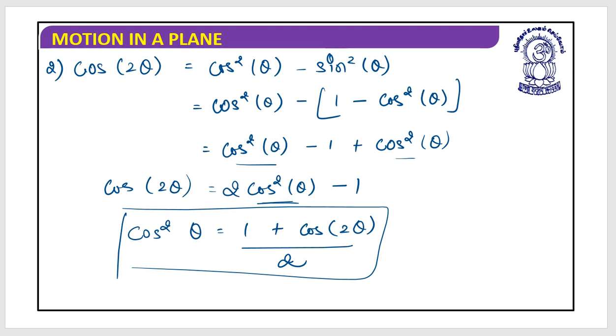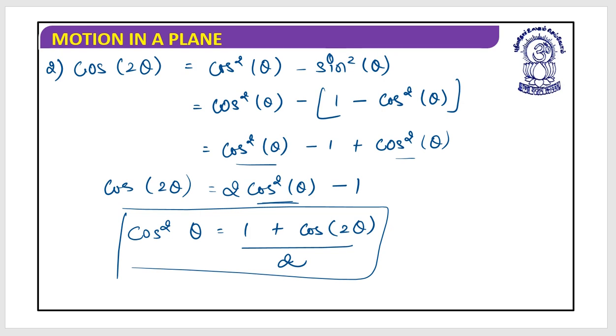This is the relation of cos square theta. I hope this is clear. Is it clear? So please remember this identity. We are going to use this very often. Yes. So shall we move back to this? Okay, let's move on.